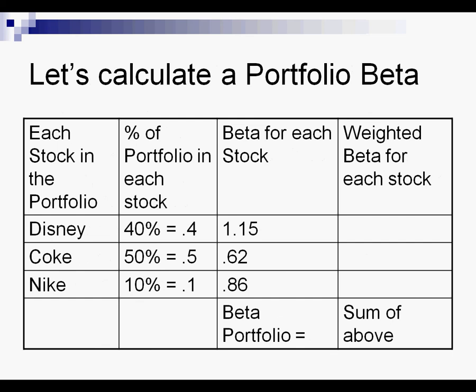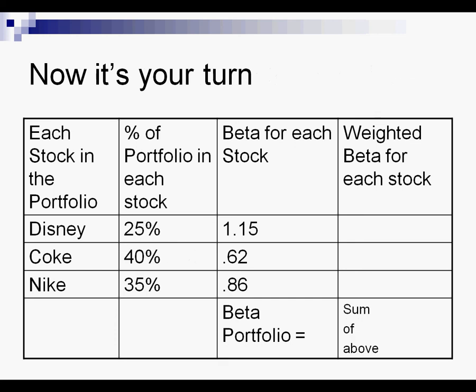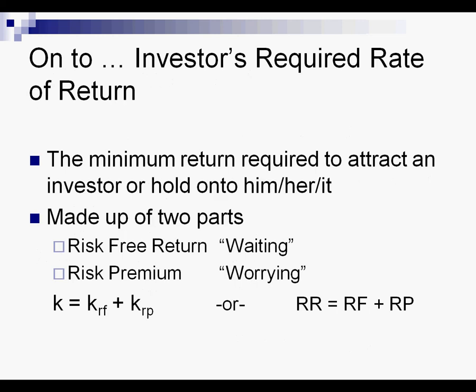So calculating a portfolio beta, Disney, if the portfolio was made up 40% of Disney stock and the beta for Disney stock was 1.15, then we would multiply 0.4 times 1.15 to get our weighted beta for Disney. We would do the same thing for Coke and for Nike. We would sum those up and that would be our beta for the portfolio, and we'll be doing plenty of that in class. And here's another example where you would be able to see that we've changed the portfolio percentages in each of the stocks. The question is, what does that do to our beta?